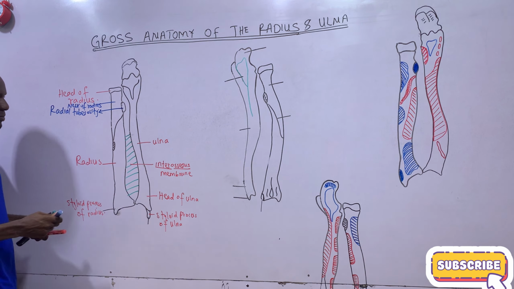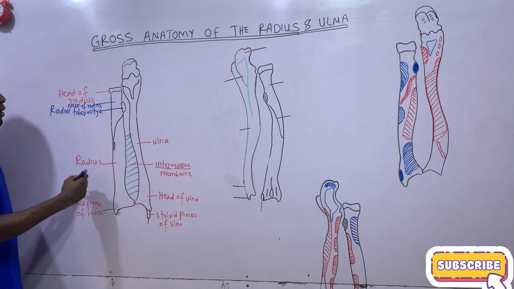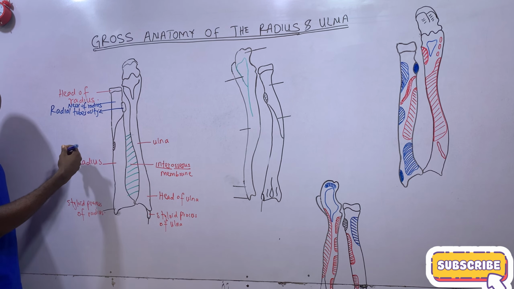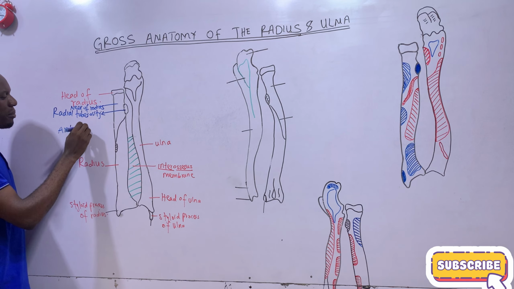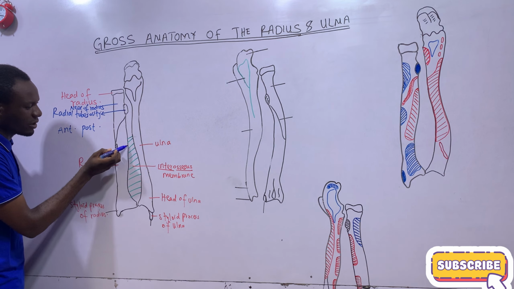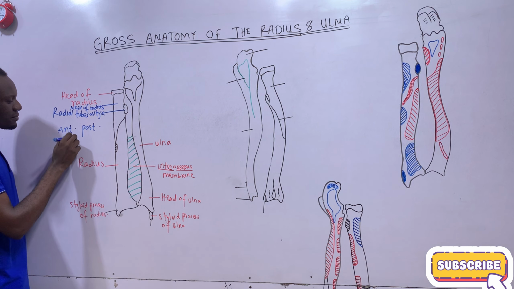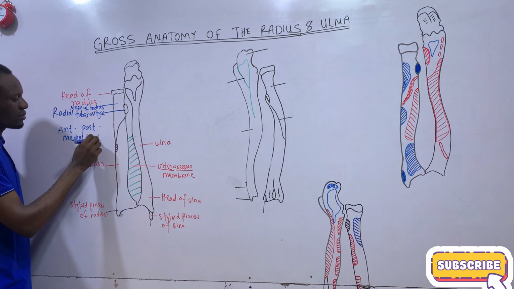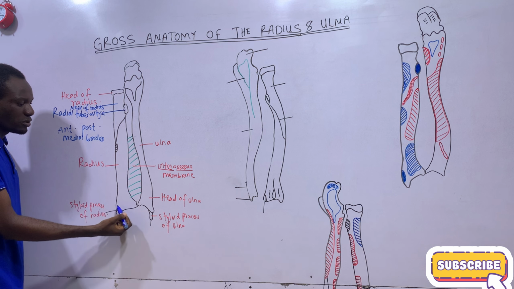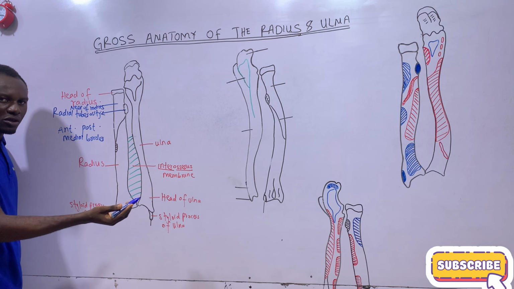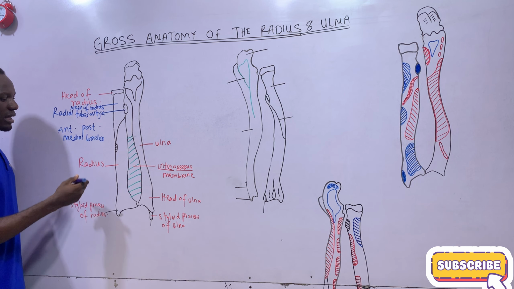And that is because right here, the radius has three borders at the upper part. So the upper two-thirds of the radius has three borders. And these borders are anterior border, posterior border, and this sharp border right here that faces the ulna is called the medial border. But the expansion of the distal shaft of the radius made the radius at its distal end, when you take a cross section, to have 5 surfaces and so many borders.